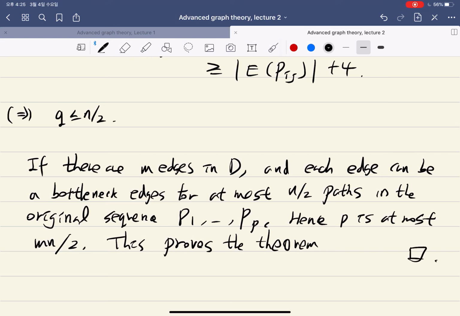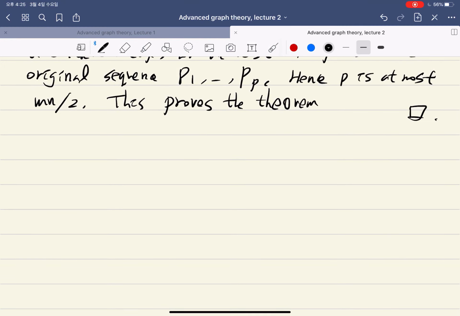So note that here the number of steps is independent of the capacities. So even if some capacities are very large, it's still okay. But in the Ford-Fulkerson algorithm, the number of steps is actually dependent on the capacity.